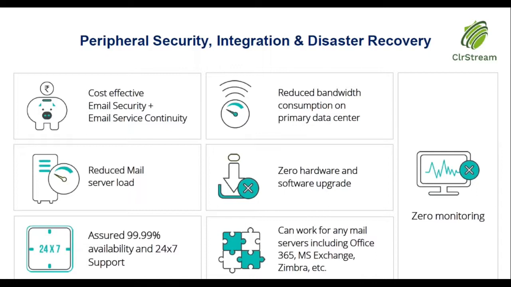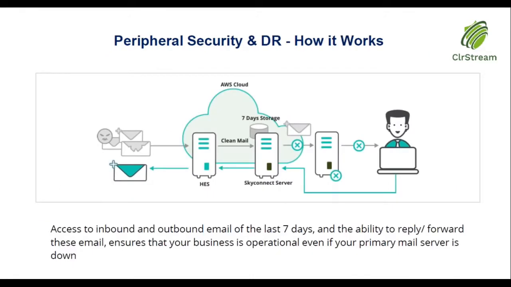For example, let's say I have a mail server. What I can do is route all my mail through Clearstream. So the MX hits the data center or the cloud first, gets cleaned, and only the clean mail comes onto your mail server. The other thing is that it also acts like a DR. For some reason, let's say my mail server fails. All my mails are actually parked on the cloud, where a user can go and check his mail. So I have a lot of reliability and a DR kind of setup.